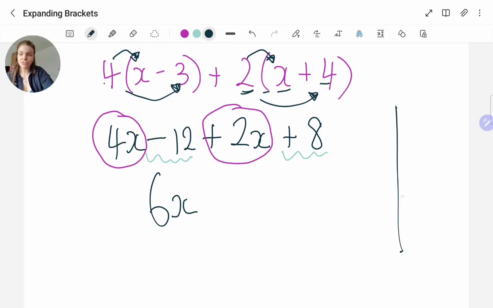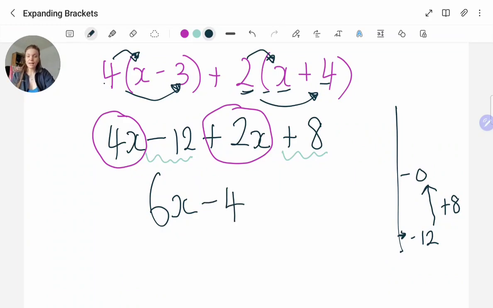So if you think of your wee thermometer on your number line, and we're at minus 12 on the thermometer, and we have to go up 8, it's still going to be negative because it would require 12 to take us up to 0. So minus 12 plus 8 is going to take us to minus 4, okay?